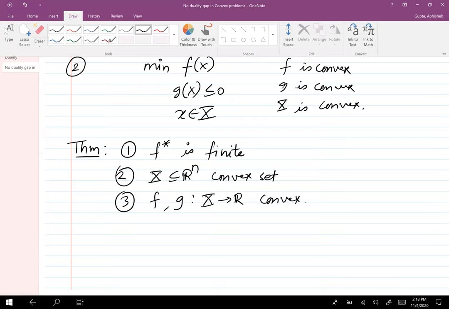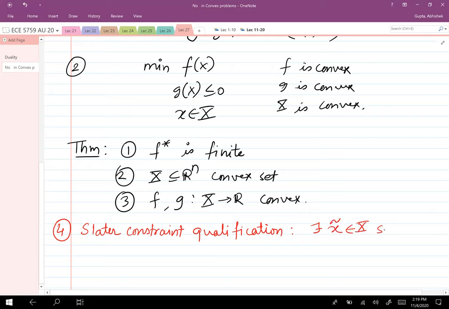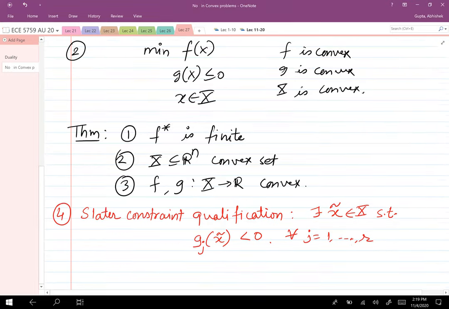And then there is this fourth condition that I want you to pay attention to, which is called Slater constraint qualification. Which is basically there exists an x tilde in capital X such that g(x tilde) is strictly less than zero. Let me write it: g_j(x tilde) is strictly less than zero for all j equals 1 to r. And the result is the same as above.